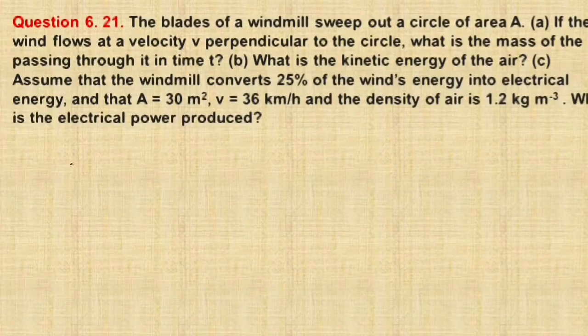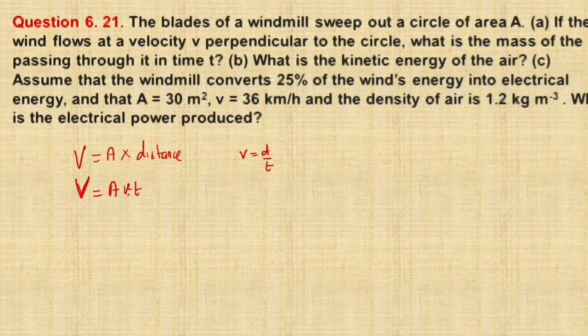So first of all, let's calculate the volume of the air passing through the windmill in time t. We can write volume is equal to area into distance covered by the wind in time t. So V is equal to area into distance covered. Speed is equal to distance by time, so distance is v into t. We can write A into v into t, AVT, correct? So this is the volume.